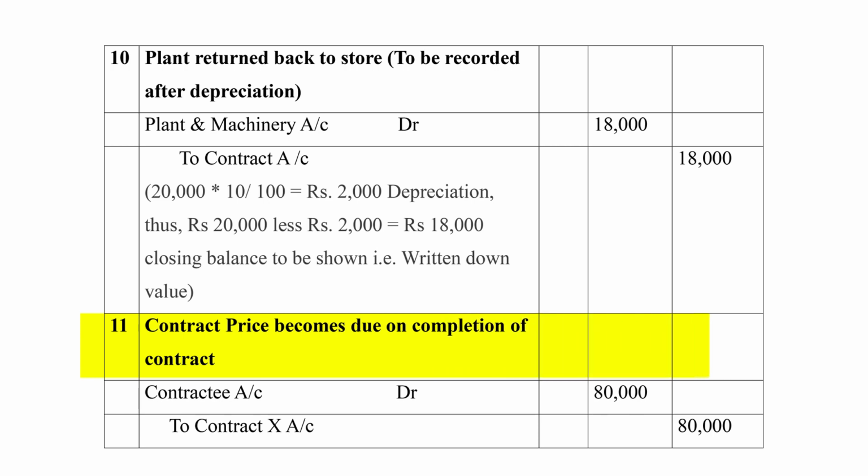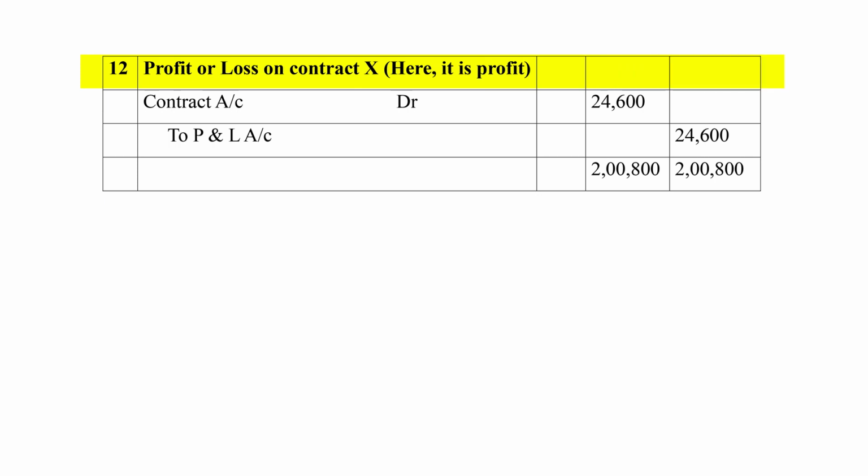Next entry is for contract price becoming due on completion of contract. Entry is contractee account debit by rupees 80,000 to contract X account rupees 80,000. Last entry is for profit or loss on the contract X. Here it is profit. So the entry is contract account debit rupees 24,600 to profit and loss account rupees 24,600. And the total of debit side is rupees 2,800,000 and of credit side also rupees 2,800,000.